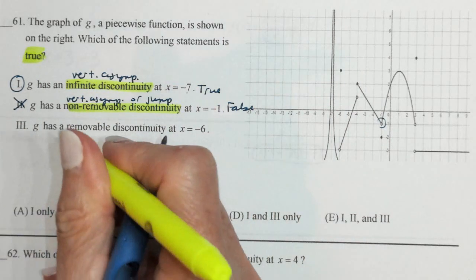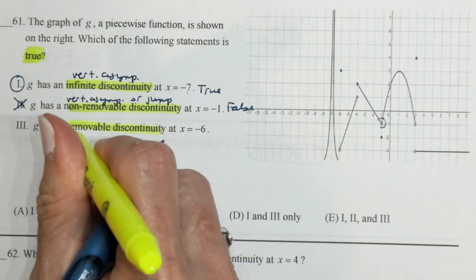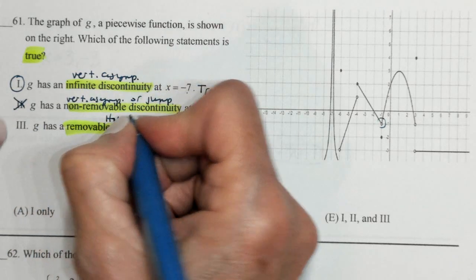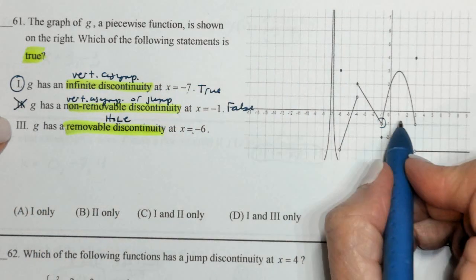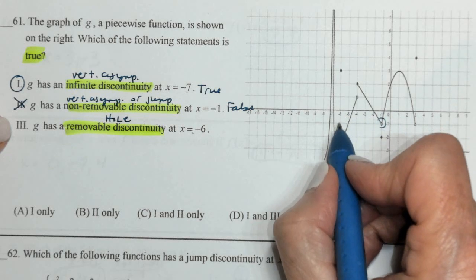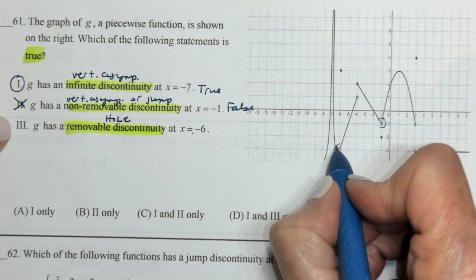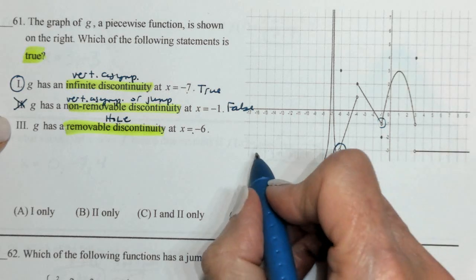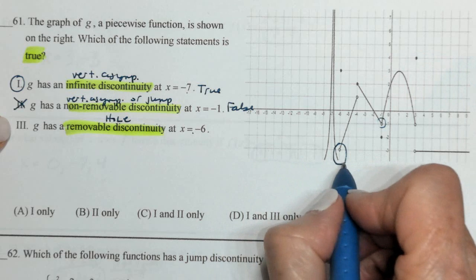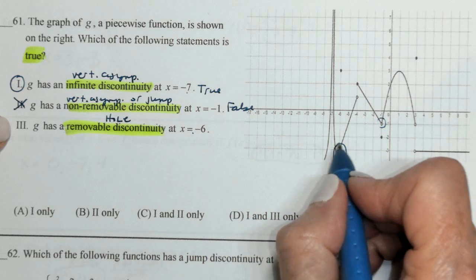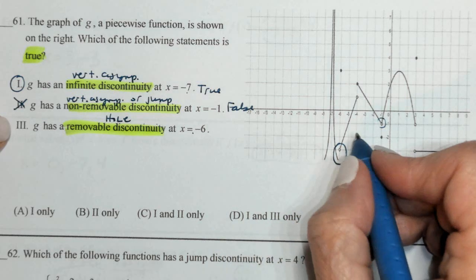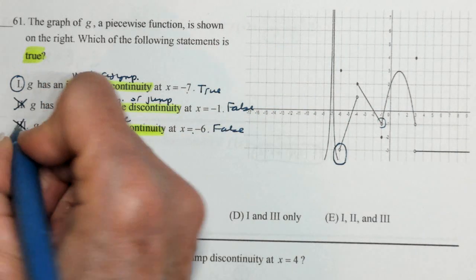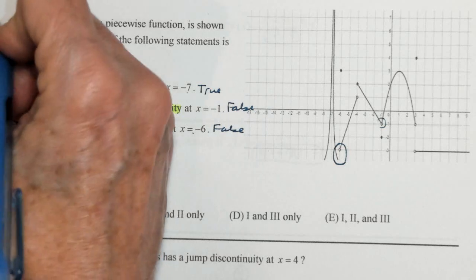Okay, G has a removable discontinuity. Removable discontinuity has got to be a hole at x equals -6. I go to -6. At -6, that is not a hole. That is a jump. The bottom of this graph got cut off, but either way it doesn't really matter because there's clearly a jump there. So not a removable discontinuity. The only correct answer there is number 1A.